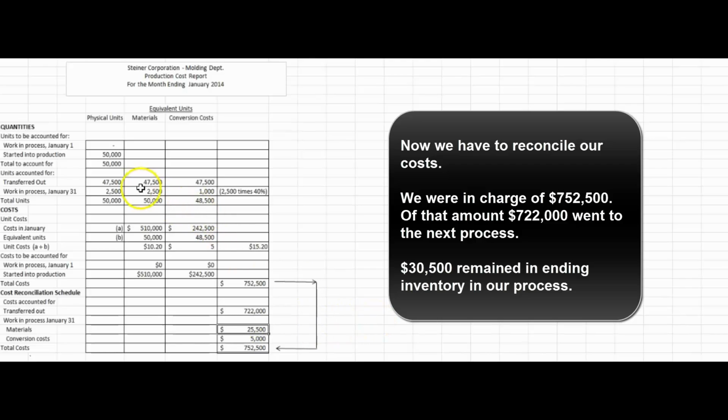What's left is 2,500 units as far as materials go. That costs us $10.20 a unit, or $25,500. As far as conversion costs go, we have 1,000 equivalent units left at $5 a unit for $5,000. So we can account for $722,000 that transferred out, $25,500 that stays in as ending inventory as far as materials go, and $5,000 that stays in our department as ending inventory for conversion costs. So, son of a gun, we can account for all $752,500 that we were in charge of.